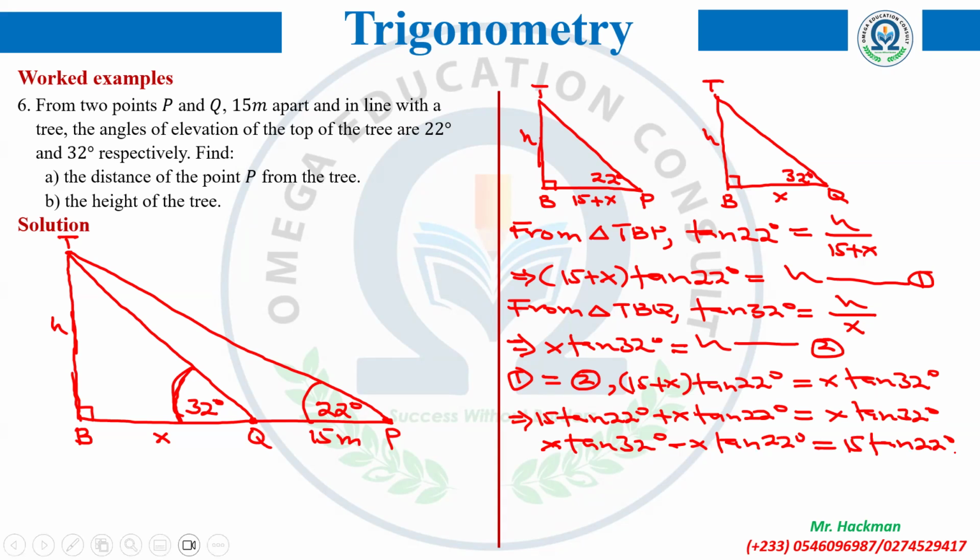My professors, are you okay with that step? Yes, sir. Is everyone fine? Yes, please. So now you know you are making x the subject. So you come and factor out x in these two terms that you have there. So x will come out here. That will be x, then in brackets, tan 32 degrees, then minus, if x comes out, you'll be left with tan 22 degrees. And you close it, and this should be equal to what? Your 15 tan 22 degrees. All correct.